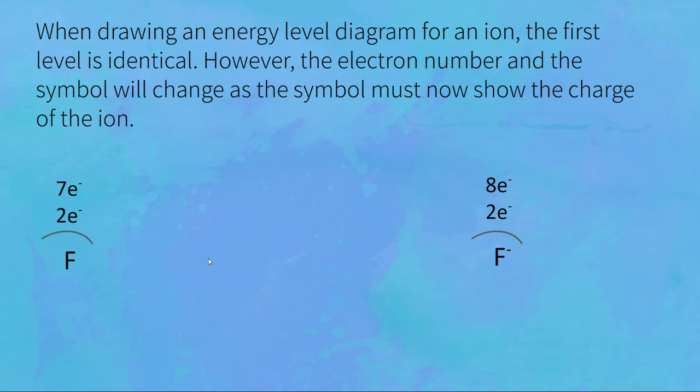So the first level is identical, 2 electrons in the first energy level. I changed the amount of electrons in my second energy level because I needed to gain 1 here for a full octet. But I also remembered to change my charge on my symbol. And that is how you show an energy level diagram for ions. So let's do some examples from our notes.